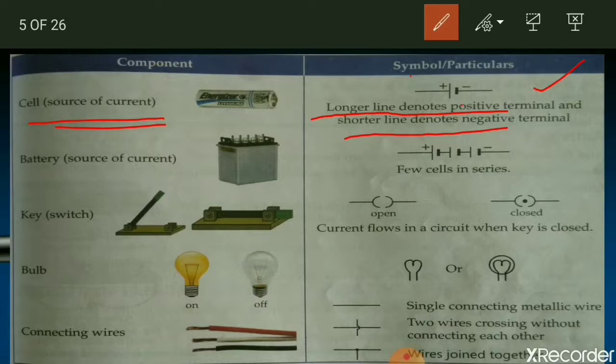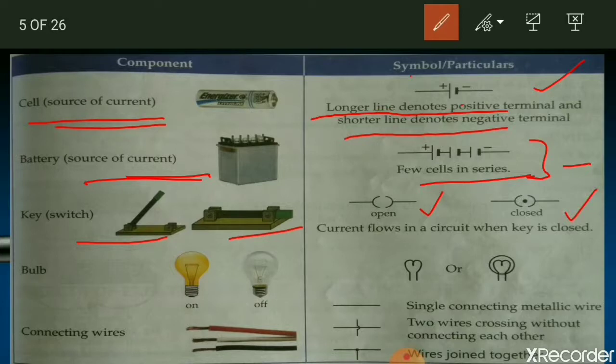Now battery, this is also a source of current. Here this is the symbol of a battery. We all know two or more cells form a battery. Now this is a key or switch. If the switch is off, it is called the open condition, and if the switch is on, it is called a closed switch. These two are the symbols of an open switch and a closed switch. Then bulb. This is the on bulb and this is the off bulb. These are the symbols of the bulb.